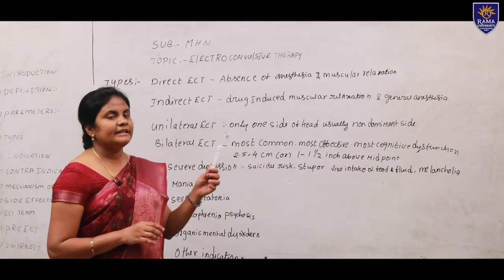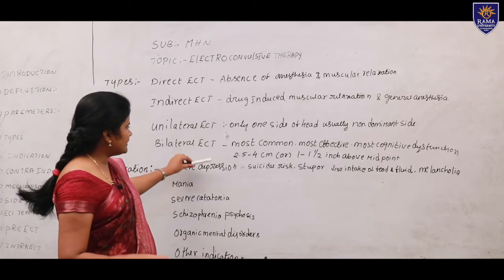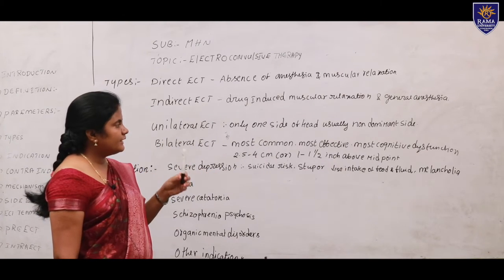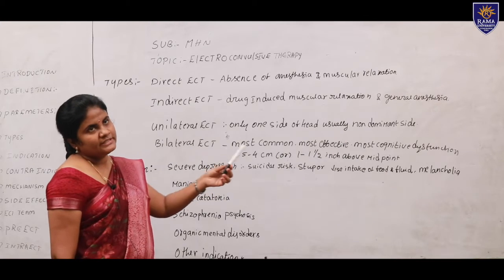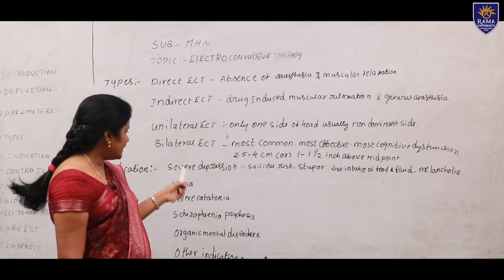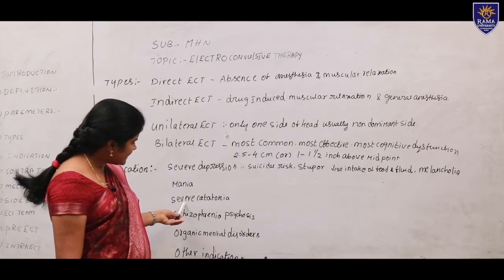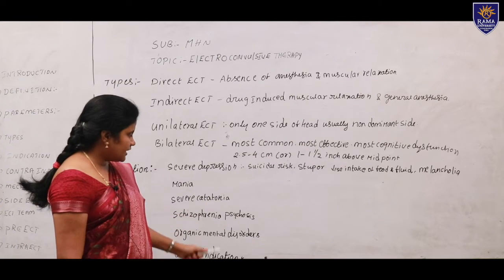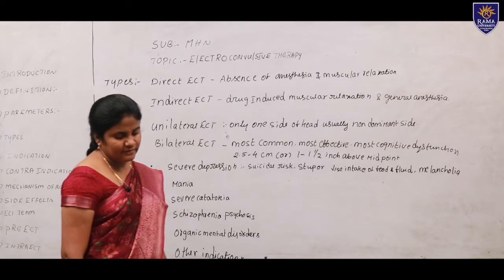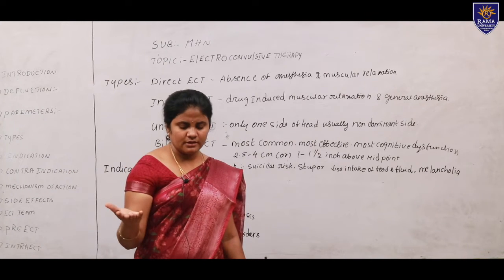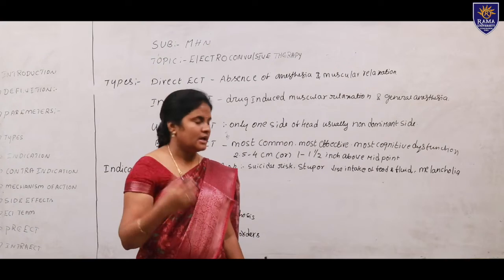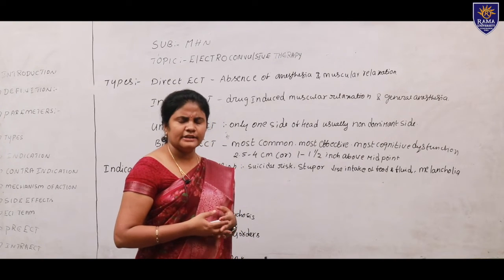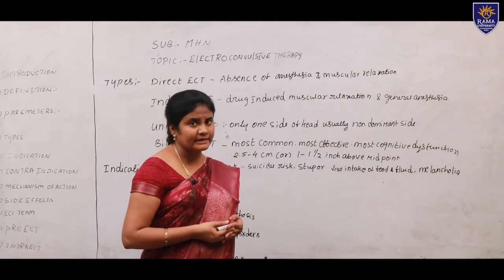These are the main indications of ECT: severe depression, patient with suicidal risk, stupor and decreased or poor intake of food and fluid, and the patient having melancholia and manic conditions, severe catatonic condition, schizophrenia with psychosis and organic mental disorders, so that it will be the mood disorders or the organic psychosis, and other indications including catatonia, neuroleptic malignant syndrome and Parkinson's disease.